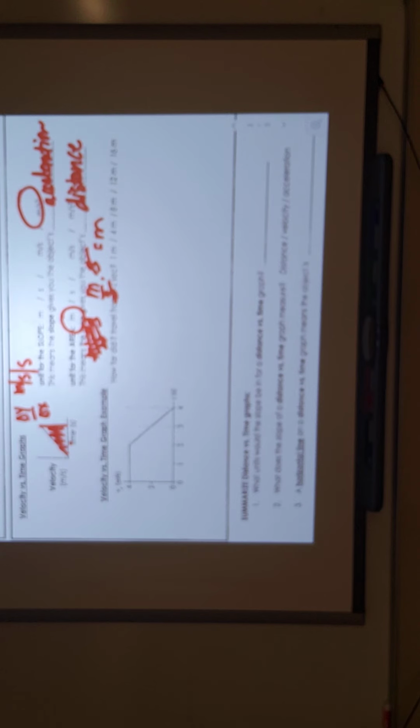The question: how far did it travel from 0 to 2 seconds? From 0 to 2 seconds is from there to there. I need to find the area under that graph. It is just a square, so I am going to take length times width. I've got on one side 4. On the other side, excuse me, I have 2. To find the area of this, I just have to multiply the 2 and the 4 and I get 8. It will be in meters because you're measuring distance when you do the area.